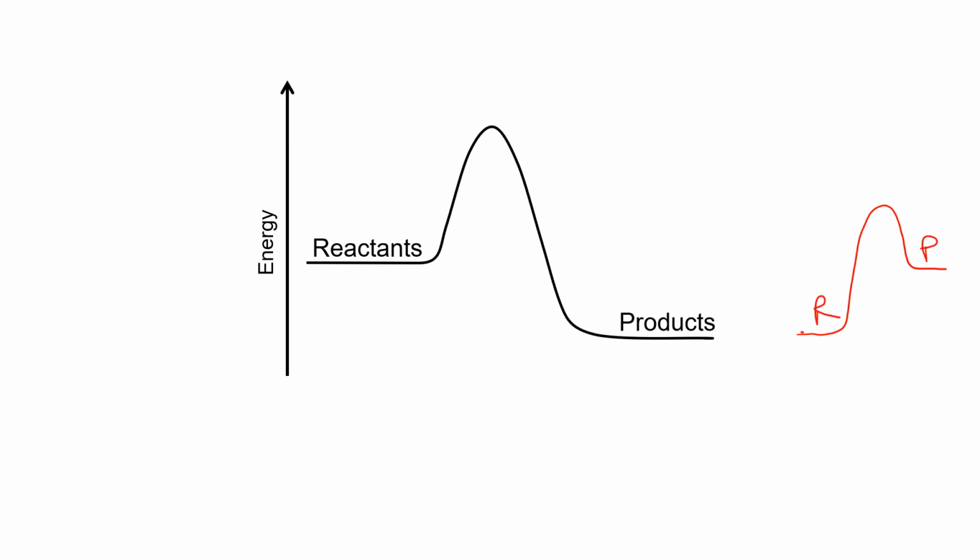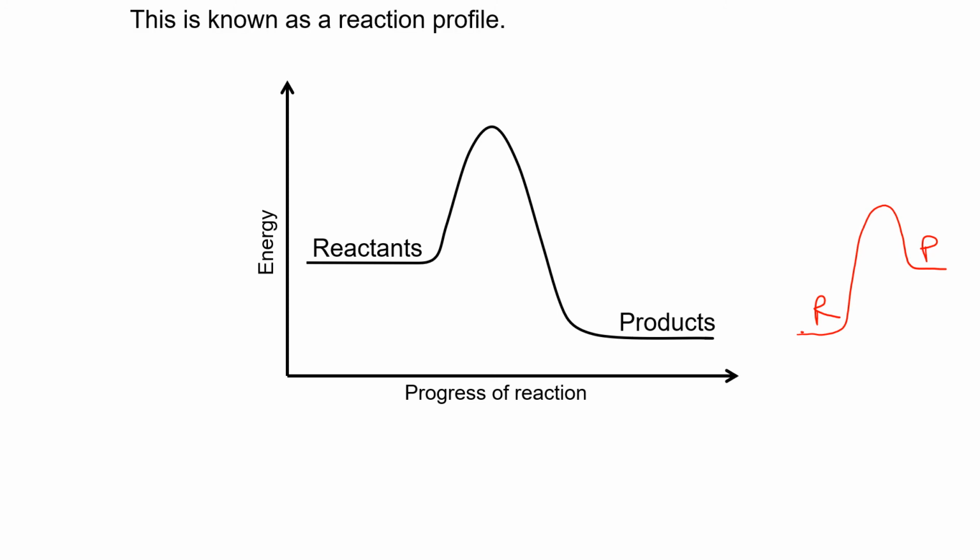So the y-axis is energy, and we don't actually need an x-axis. These diagrams can go without one, but people tend to find graphs a bit strange without an x-axis. So we can put one in, and it tends to be labelled reaction progress or progress of reaction. It's not really measured with time, because these are really just sketch graphs when it comes to the x-axis. But what this is showing us is a reaction profile.